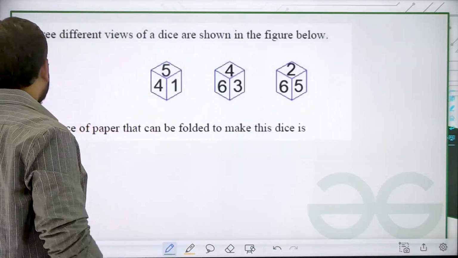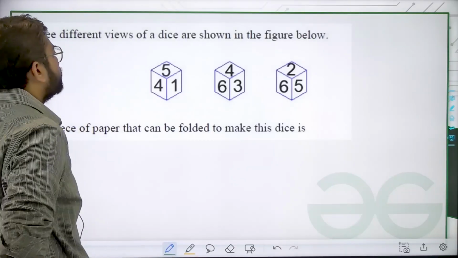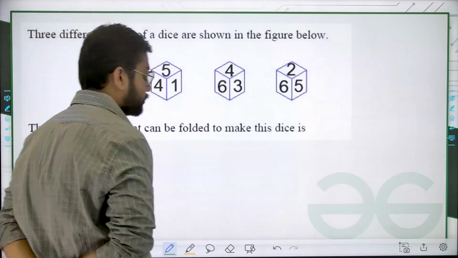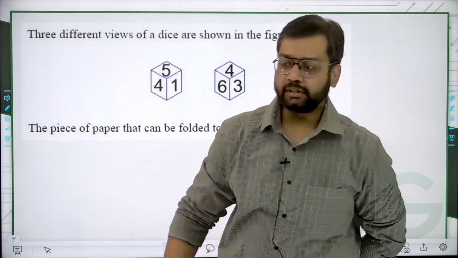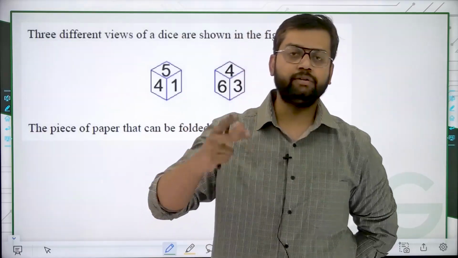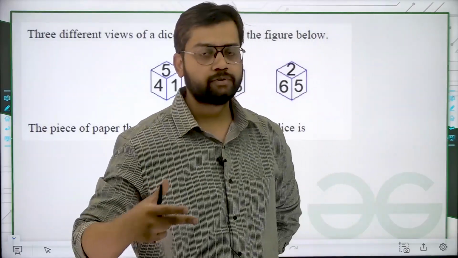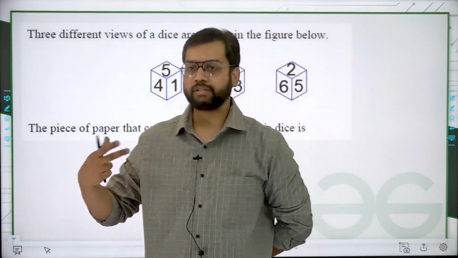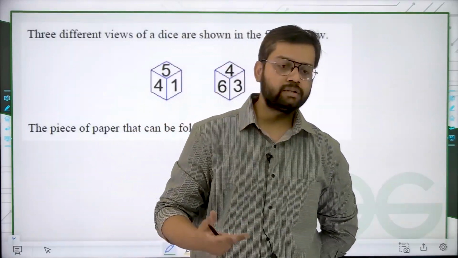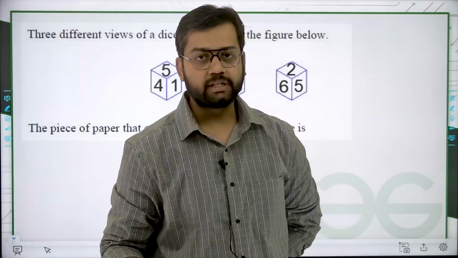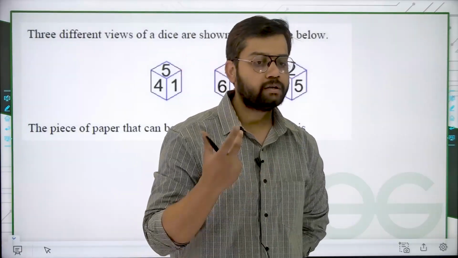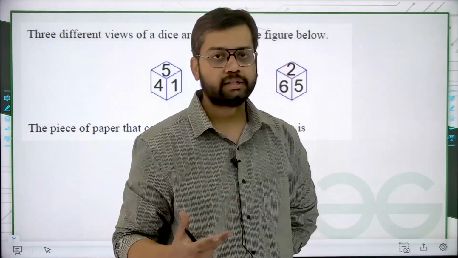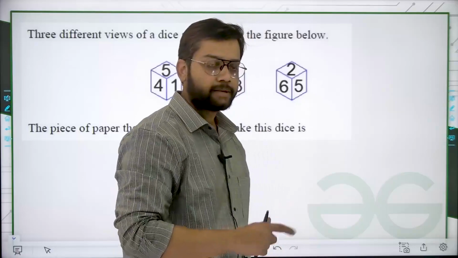Okay, the three different views of a dice are shown in the figure below. The piece of paper that can be folded to make this dice is equal to. Now see, this is completely an imagination part, how you can imagine the question and the solution. The problem of the dice, the mirror image, the paper folding concept do not have any certain formula to solve these kinds of questions. You need a very good mental ability to rethink about these things and reshape the dice.